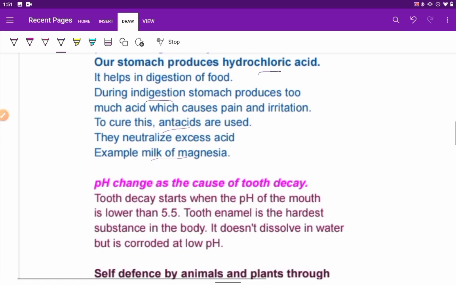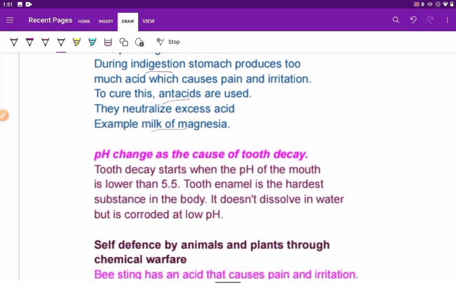Next, pH change is the cause of tooth decay as well. Now whenever the pH of the mouth is lower than 5.5, tooth decay will start. Because we know that enamel is the hardest substance in our body and water cannot dissolve it. But if the pH in the mouth drops below 5.5, it starts getting corroded.